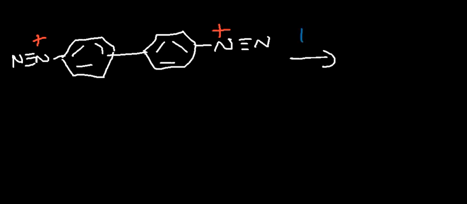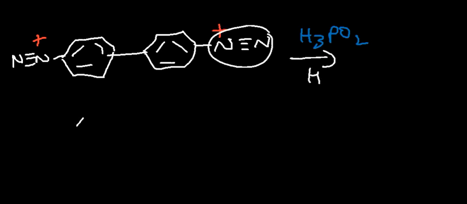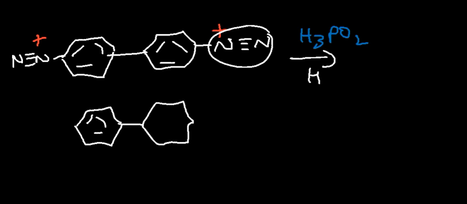But at this point, what we can do is add H3PO2. And then that's going to replace the N2 group with a hydrogen. So now we have made dibenzene. There's probably other ways of making dibenzene, but this is just one of many ways of doing it. And it's probably not the most efficient way, but this is just a learning exercise. But that's how you can make it, though.